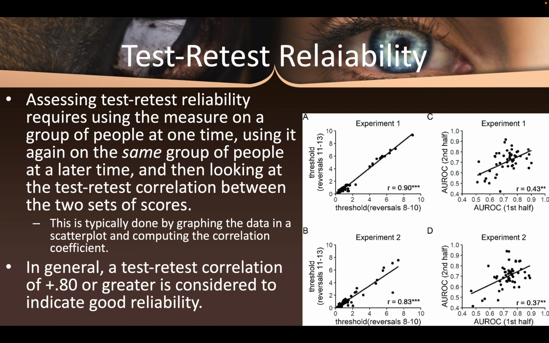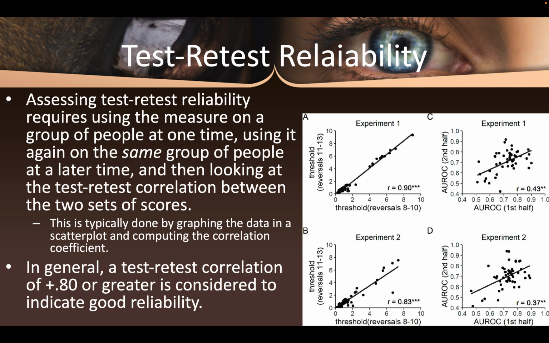Assessing test-retest reliability requires using the measure on a group of people at one time, using it again on the same group of people at a later time, and then looking at the test-retest correlation between the two sets of scores. Of course, normally you don't really do this. You only test people one time, but you can test different groups at different times. And you would put them on a scatter plot to determine what's going on. This is typically done by graphing the data in a scatter plot and computing the correlation coefficient.